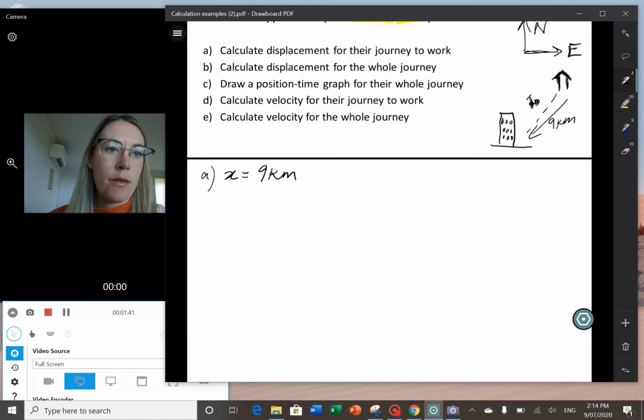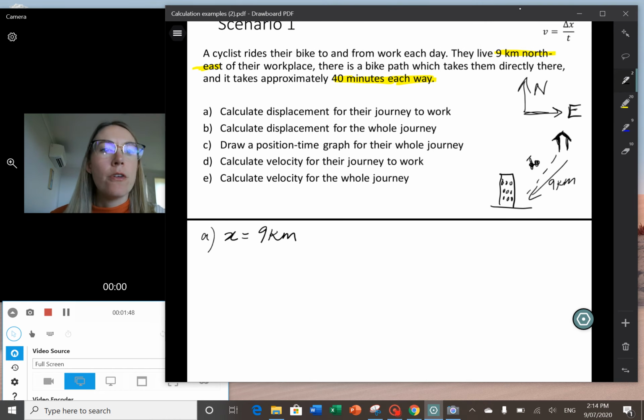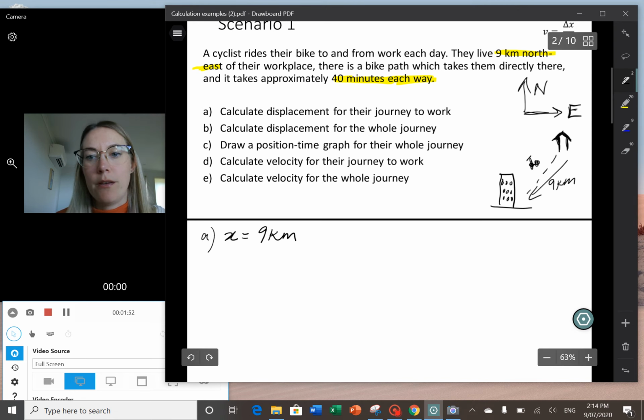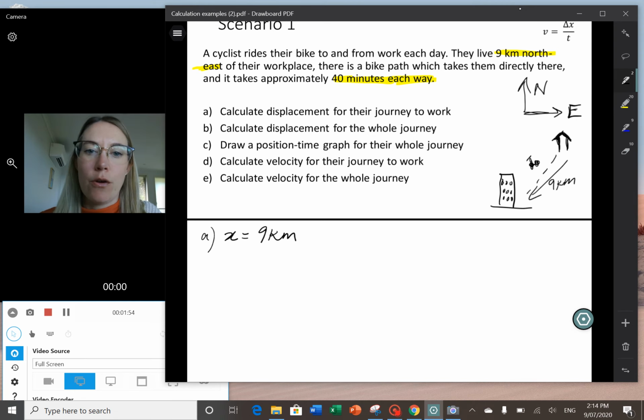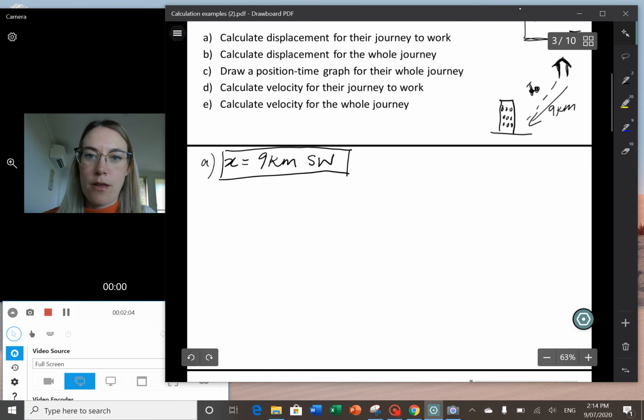And this is the part that might be just a little bit confusing, so you don't want to trip up on the language being used. They live northeast of their workplace, which means that they have travelled in a southwest direction. So their displacement for their journey to work is 9 kilometres southwest. And I'm just going to put a box around that to show that that's our answer to the first question there.